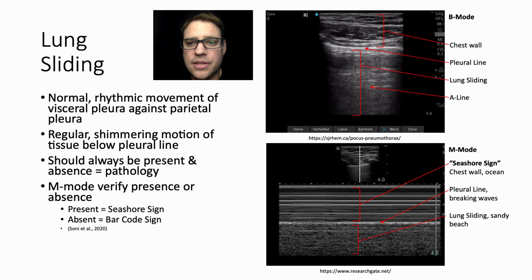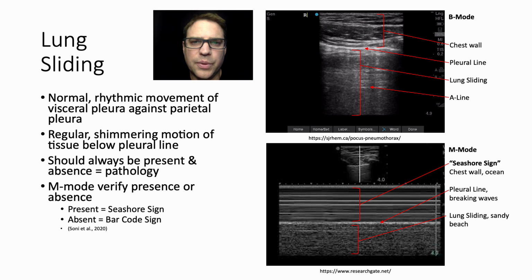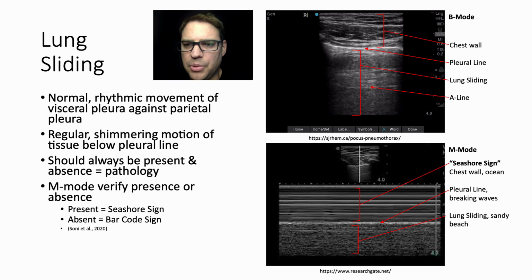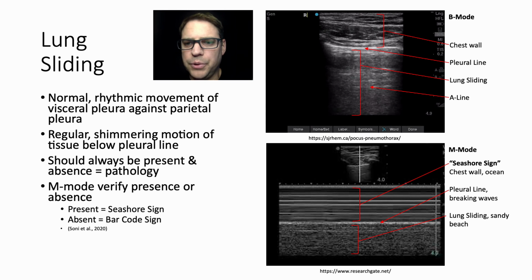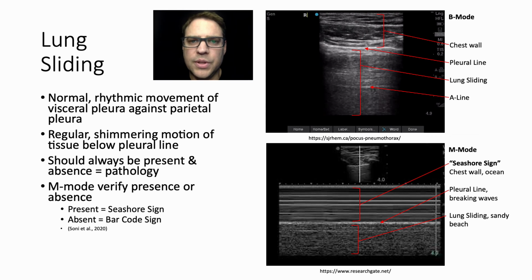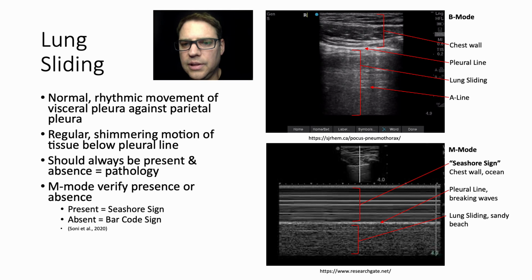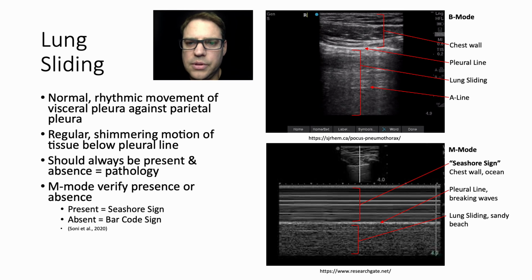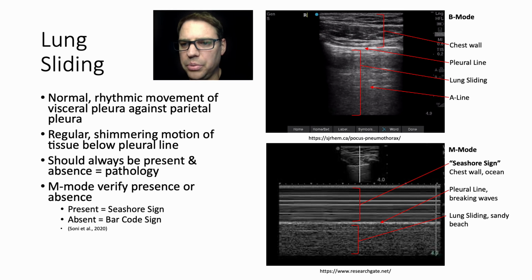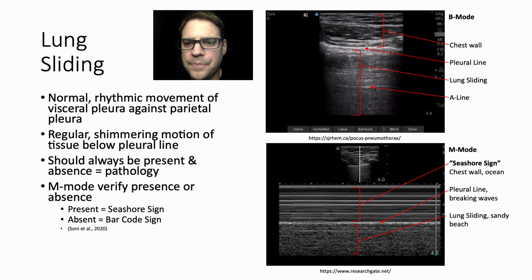If one remembers, the chest cavity is lined by the parietal pleura, while the surface of the lungs is covered with the visceral pleura. Normally, the parietal and visceral pleura are separated by a microscopically thin layer of pleural fluid that reduces the friction between the two surfaces. Lung sliding represents the normal rhythmic movement of the visceral pleura as it glides along the surface of the parietal pleura during patient ventilation. On ultrasound, lung sliding appears as a regular, shimmering motion of the tissue below the pleural line.